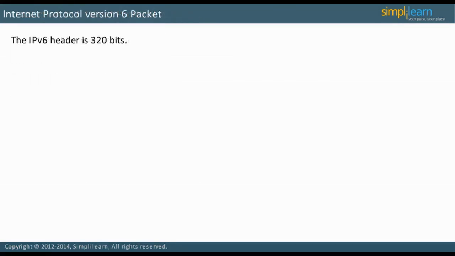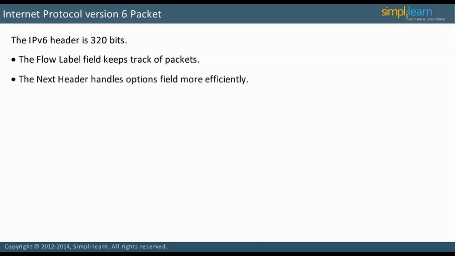The IPv6 header is 320 bits, twice as large as an IPv4 header. The flow label field keeps track of packets that are part of Transmission Control Protocol (TCP) or User Datagram Protocol (UDP) connection. The next header field refers to extension headers that handle options more efficiently than the options field in an IPv4 packet. The header is 64-bit aligned. This accommodates hardware-based processing. In the next slide, let us discuss types of IPv6 addresses.